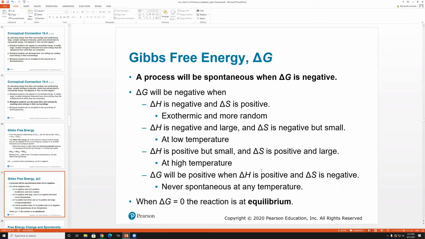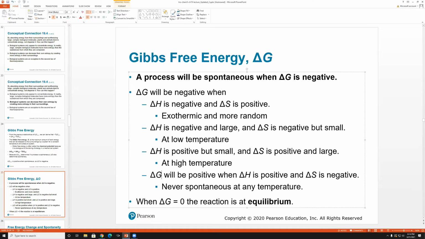And this is basically saying in what cases delta G is negative, meaning spontaneous. When delta H is positive but small, and delta S is positive but large, it's endothermic, but the amount of entropy gained is large. Because of its spontaneity, the entropy will increase a lot, and the molecules in the system will become a lot faster. And this makes sense at a very high temperature.